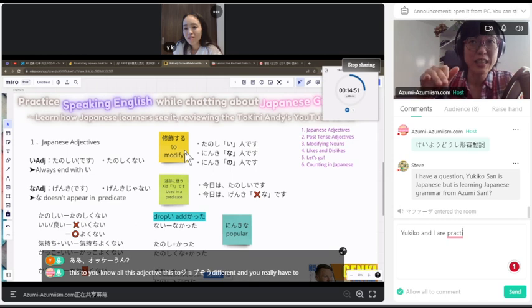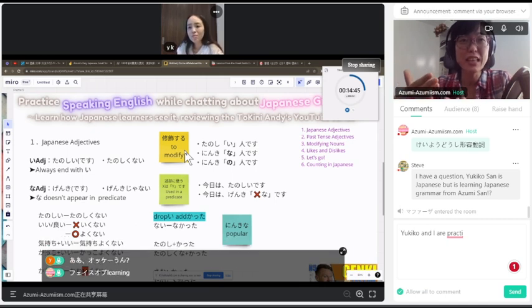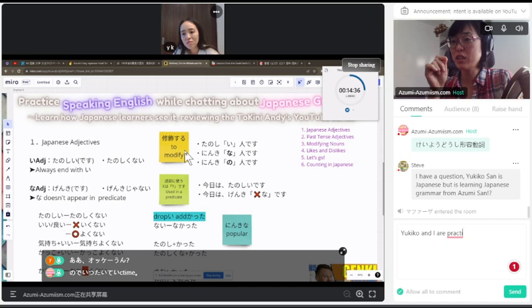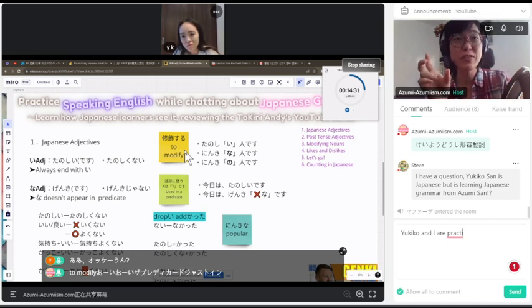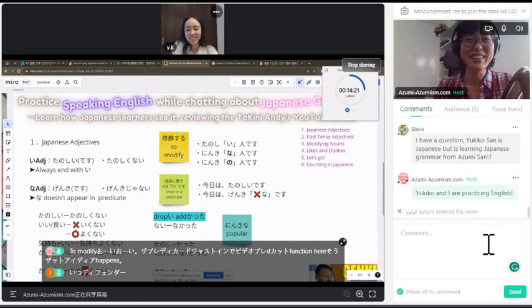But in the early phase of learning this new grammar, you really have to know that it takes time to distinguish modifying a noun from a predicate, which is just an individual predicate function here. So that's why this error happens. It's difficult. Yeah, it is.